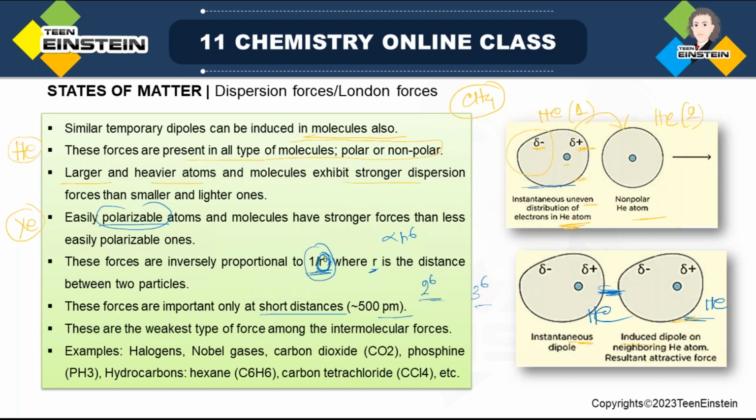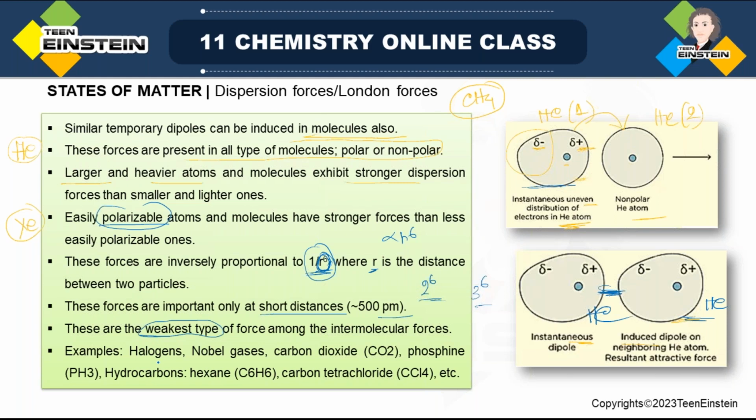And remember, compared to other types of intermolecular forces, this is the weakest type, because there is instantaneous generation, then only some induction is occurring, and then the interaction is happening between two charges, delta plus and delta negative. Okay, so this is very weak.